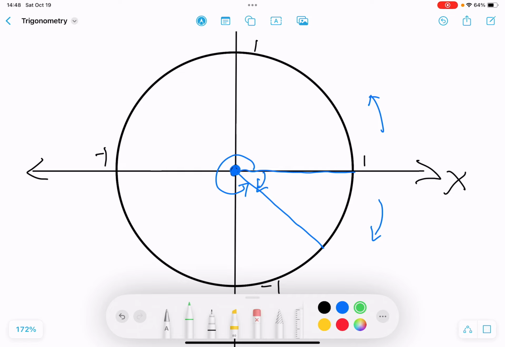We know that going counterclockwise is positive. So this is negative 45 degrees. If I add 60 degrees to this, we're basically moving 60 degrees counterclockwise, and we'll reach 15 degrees as our final answer. So this angle here would be 15 degrees.